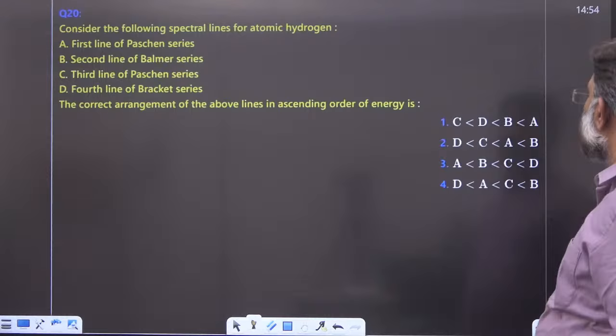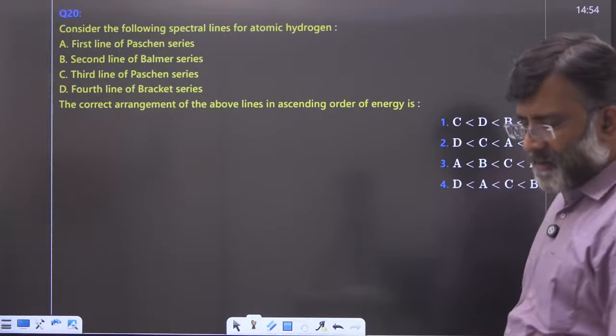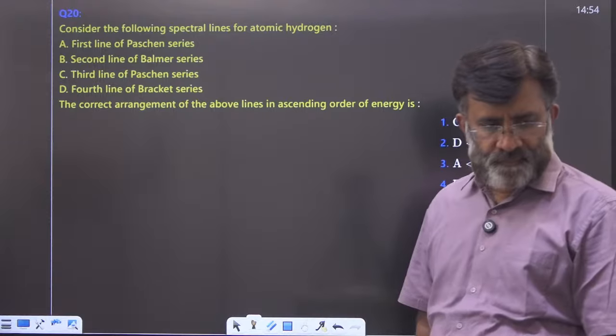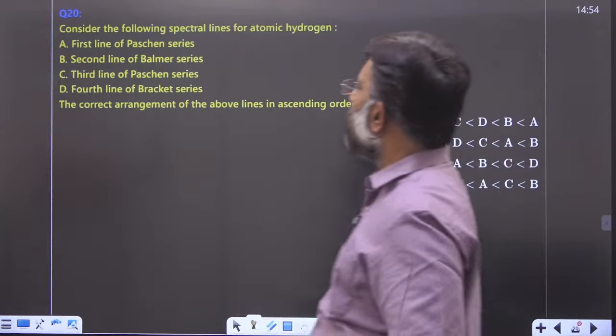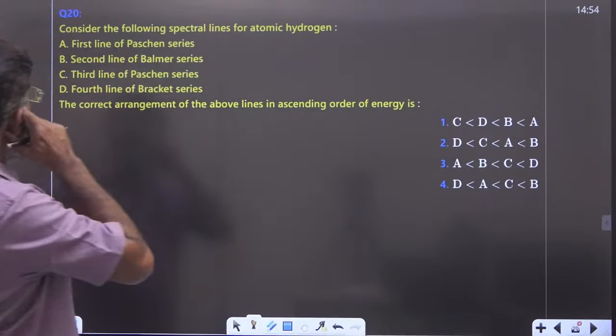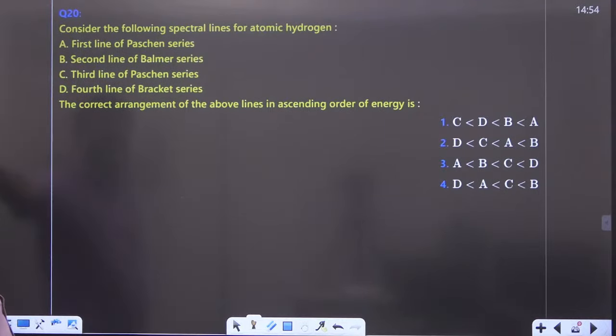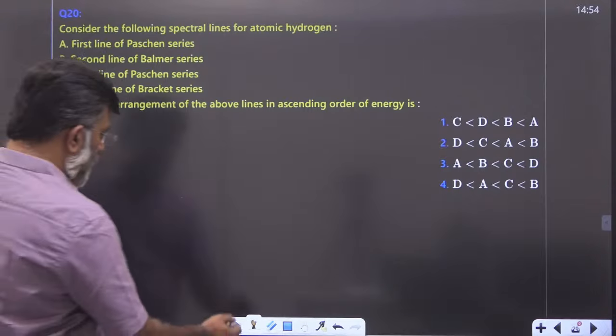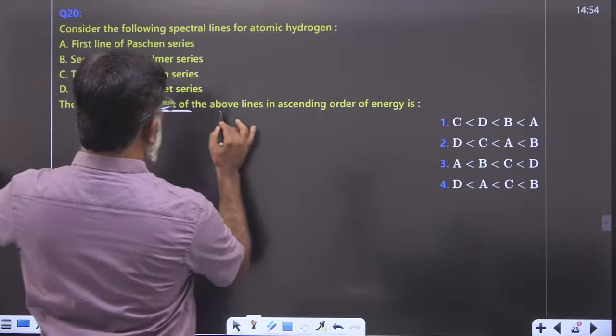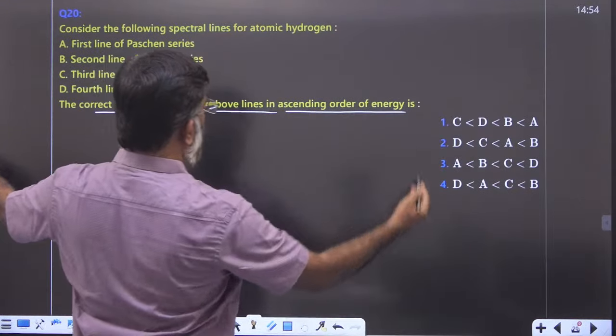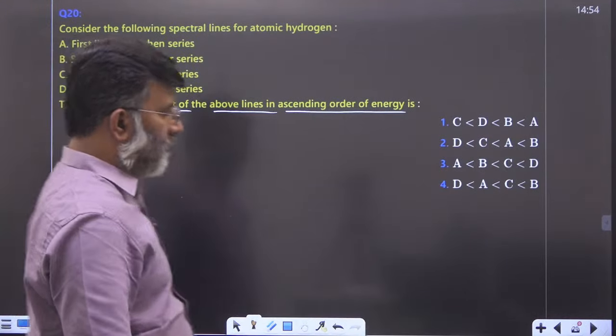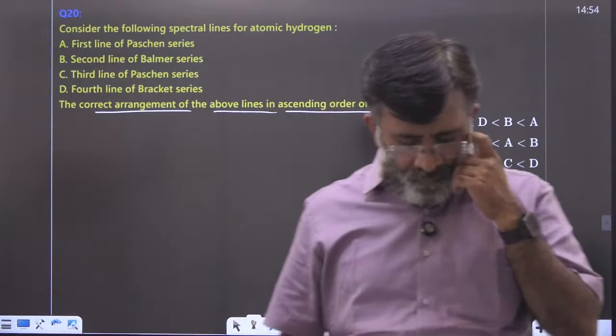Next question. Question number 20. Consider the following spectral lines for atomic hydrogen A, B, C, D. The correct arrangement of the above lines in the ascending order of energy. Ascending order of energy.